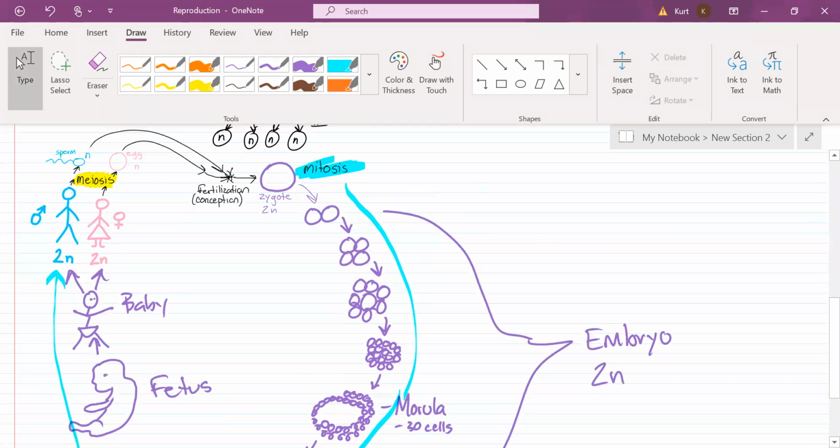And the adults, when you guys hit sexual maturity, you're able to perform meiosis. When you're 5 years old, you're not doing meiosis. You're not sexually mature yet. When you're 10 years old, you're not. But when you hit puberty, you start.